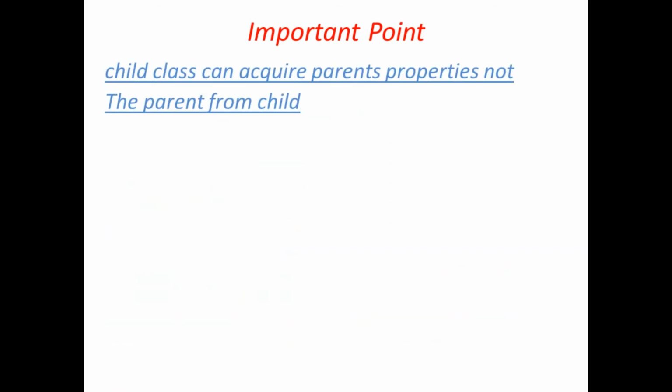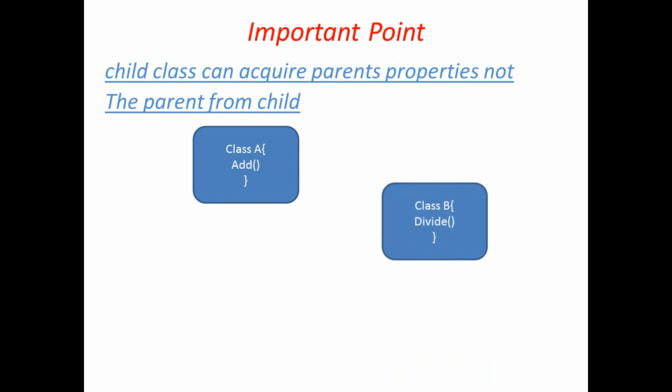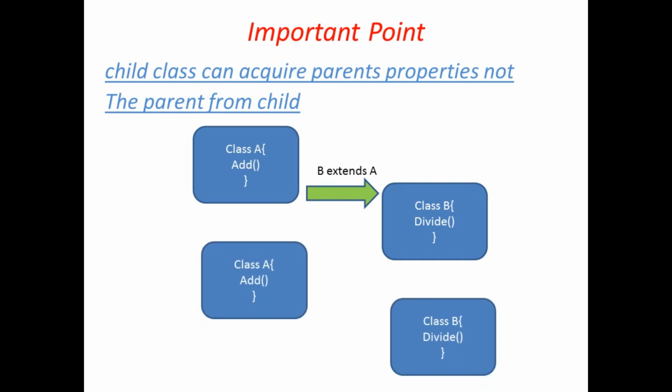Second point is, a child class can acquire the parent's properties but not the parent from the child. So class A is a parent class and class B is a child class. Now class B extends class A, that means class B is a child and A is a parent. So class B can get the properties from A. But if we see the opposite, suppose we consider class B extends A, and if we say class A can get the properties from B, this is not possible.